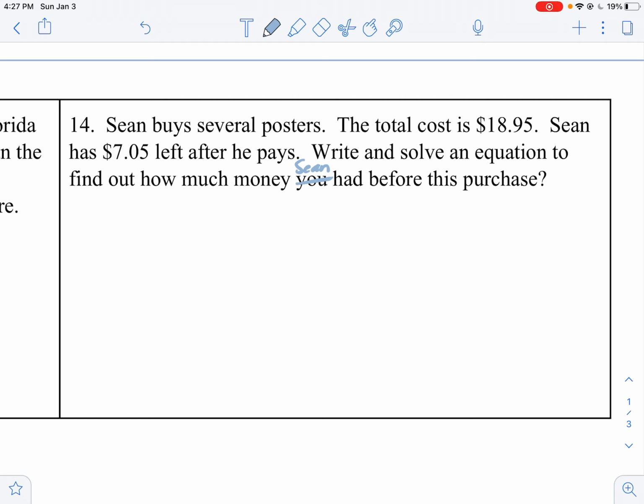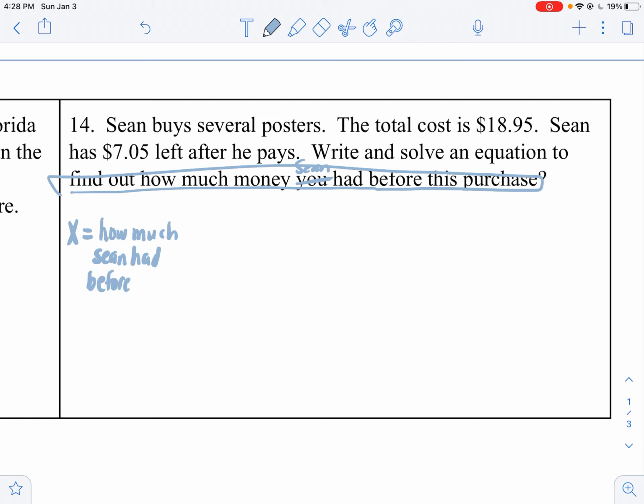We always want to define our variable. We can't write an equation without defining our variable. So it should say that in the question. Find out how much Sean had before the purchase. Okay. So let's see. X is going to be how much Sean had before the purchase. Well, that's how much money he started with. Before he went to the store, he had more money in his hand. When he bought something, he left with less money. Okay, and that part should make sense in real life.